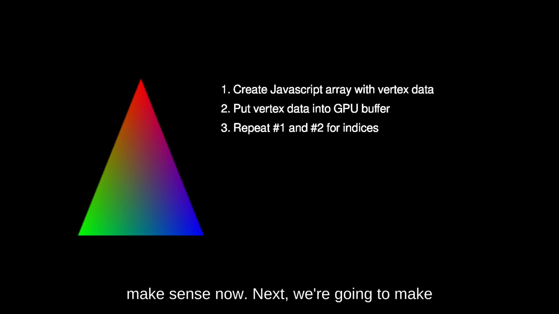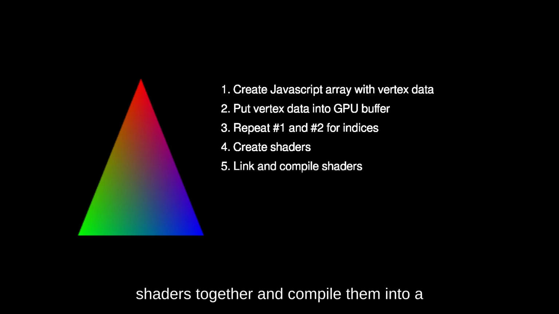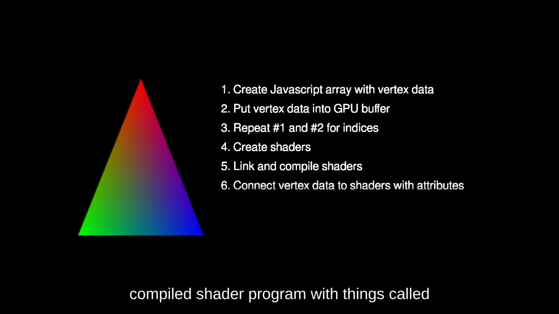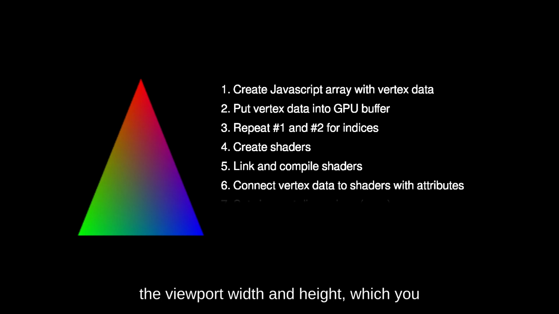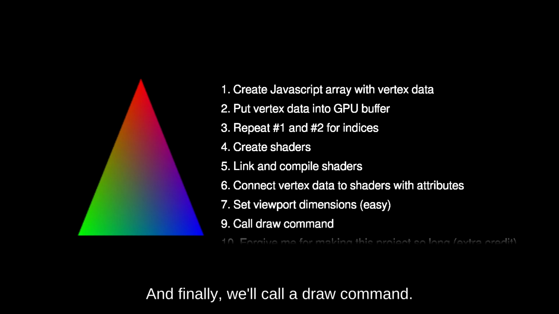Next, we're going to make a couple of very small programs that will run on the GPU called shaders. These will tell the GPU what to do with the vertices we're passing it and how to actually color our triangle. We're going to link those shaders together and compile them into a program the GPU can use. We're going to connect our raw vertex data buffer to that compiled shader program with things called vertex shader attributes. Next, we'll set the viewport width and height, which you can sort of think of as setting the dimensions of our digital camera window. And finally, we'll call a draw command.